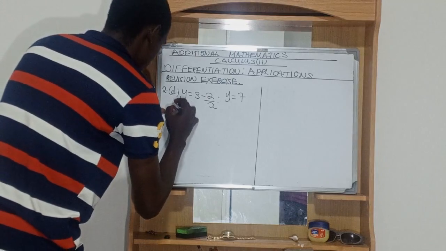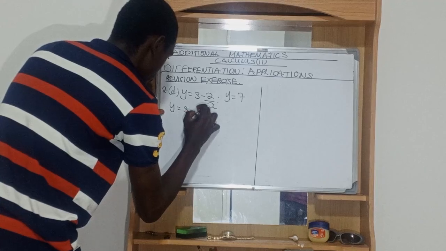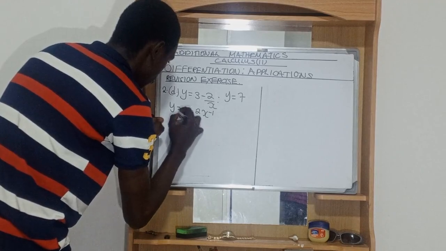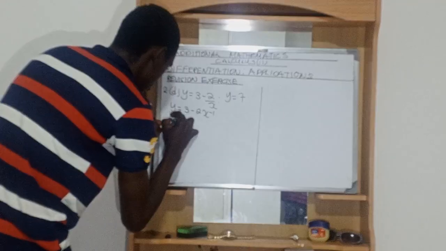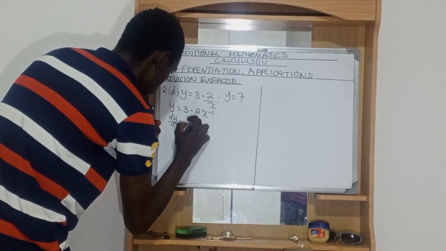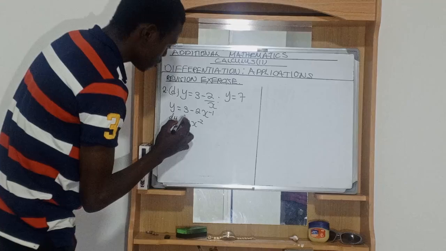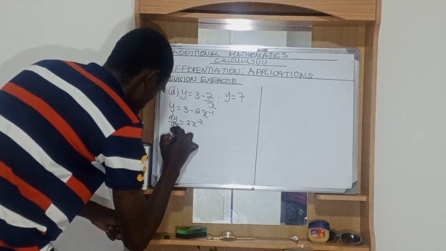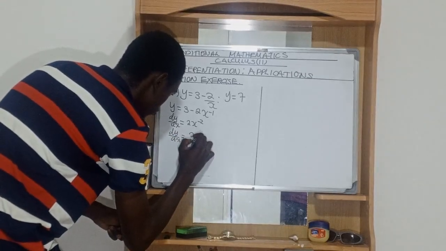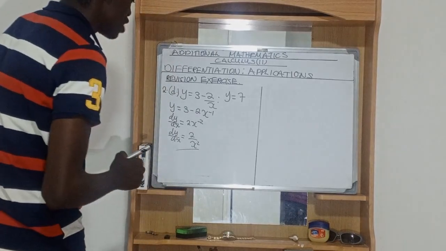So we have y is equal to 3 minus 2 over x. To take the x up, it's going to be the power -1. Then you differentiate. dy/dx is going to be equal to a positive 2x to the power -2. Derivative of a constant is 0. So dy/dx is going to be equal to 2 divided by x raised to the power 2. This is your dy/dx.